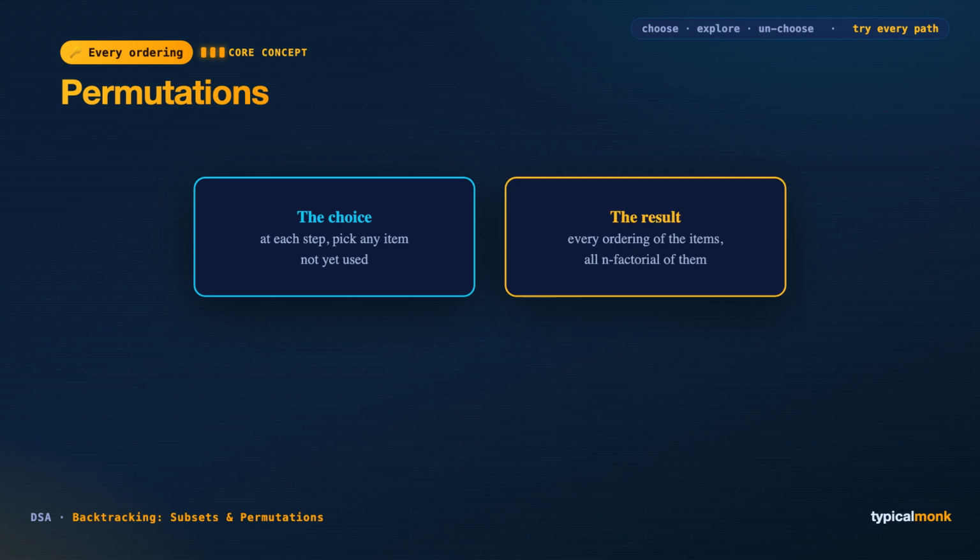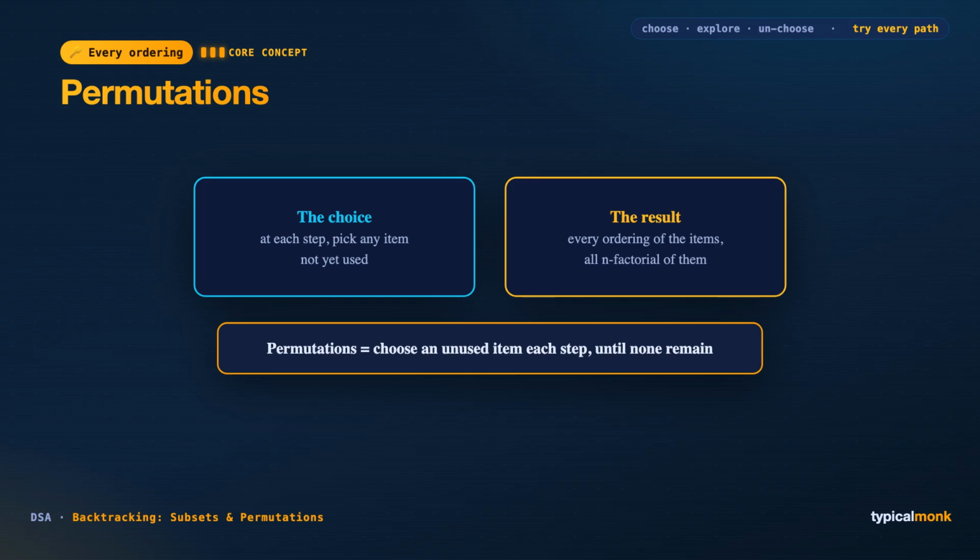The rhythm is the same. Choose an unused item and place it next, mark it as used. Explore: recurse to fill the remaining positions from the items still available. Then unchoose: remove it from your arrangement and mark it unused again, so the next branch can place a different item in that position. When no items remain, you have a complete ordering. Record it.